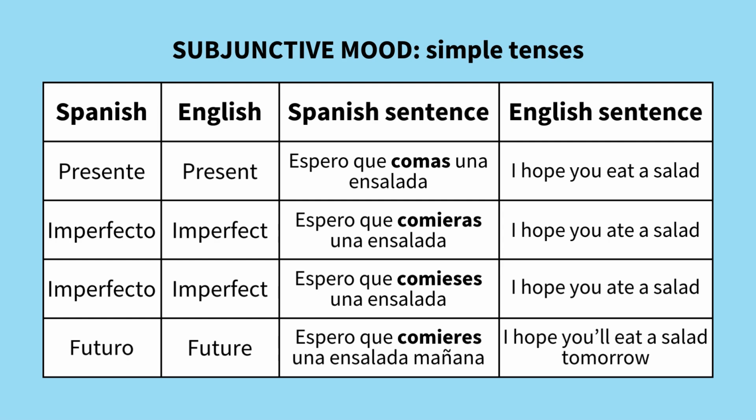And for future, espero que comieres. Espero que comieres. I hope you'll eat. Espero que comieres una ensalada mañana. I hope you'll eat a salad tomorrow. So as you can see, comer is conjugated differently based on the person and based on the tense. So these are the simple tenses, very similar to the indicative simple tenses. We conjugate the verb to the person and to the correct tense that we're trying to talk about.